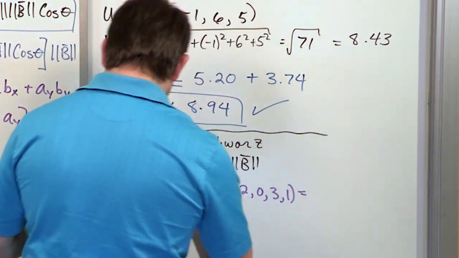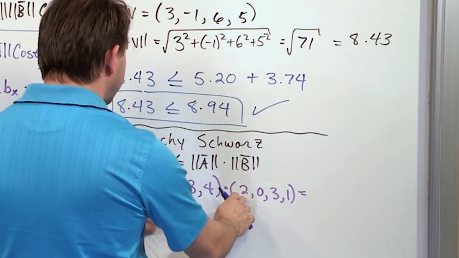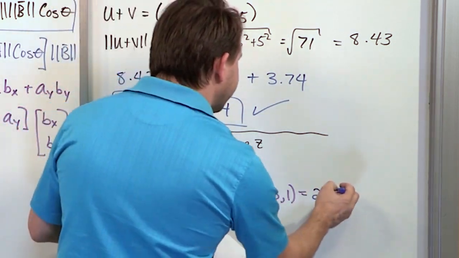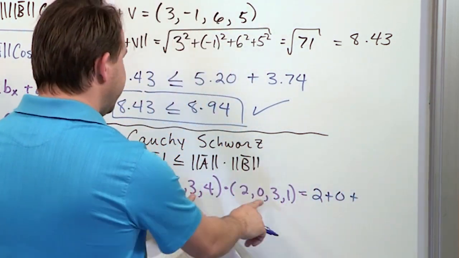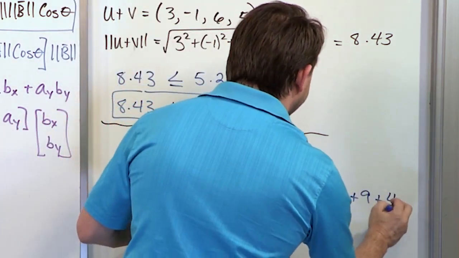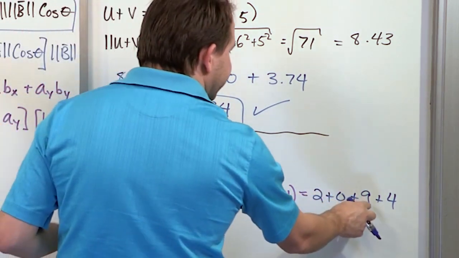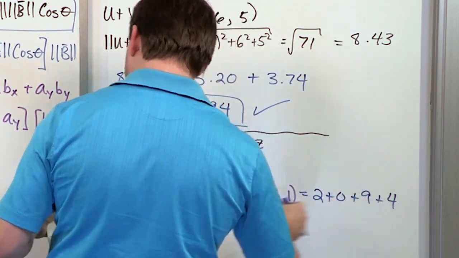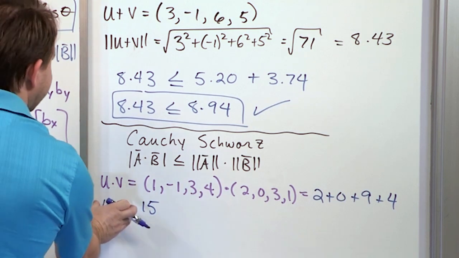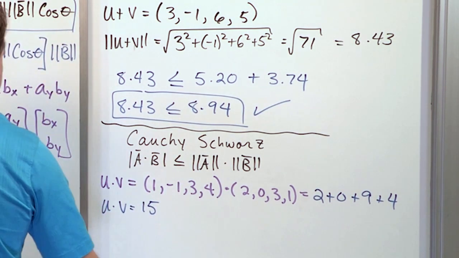Whenever we dot these together, you look at the individual components. 1 times 2 is 2. And then you have negative 1 times 0, so you have 0. And then you have 3 times 3, which is 9. And then you have 4 times 1, which is 4. So u dot v is 2 plus 9 plus 4, which is 15. And of course, if you take the absolute value of this, which is what we're doing here, the absolute value of a positive number is just a positive number.